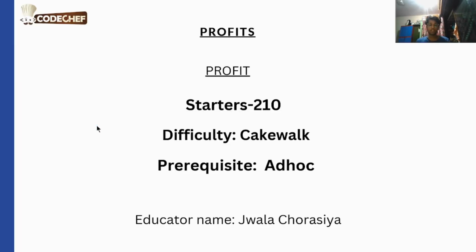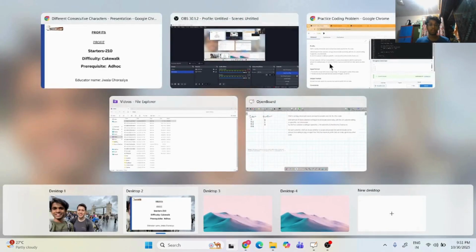Myself Jwala Charasya, and today we are going to solve the problem which came into Starters 210. The name of the problem is Profits and the problem code is PROFIT. The difficulty rating of the problem is cakewalk and the prerequisite is ad hoc. Let's start with reading the problem statement over here.